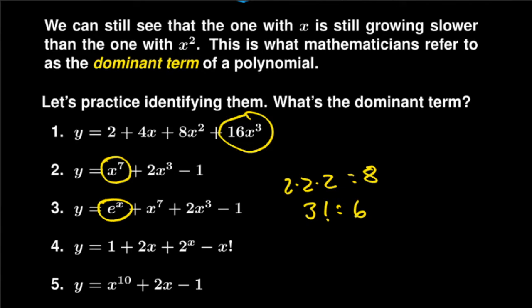Okay, well, what about if we did 2 to the 4th? That would be 16. 4 factorial, though, is 24. And notice that if you were to get 5 factorial, this is 120. If you get 2 to the 5th, that's 32. So it's pretty clear that the growth rate for the factorial is a lot bigger than that of the exponential. So in this case, that's the dominant term.